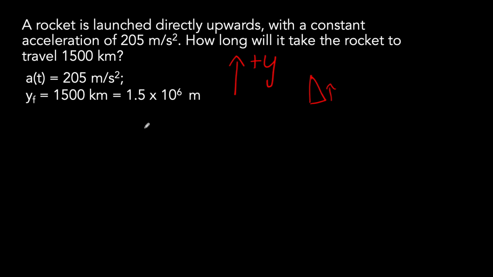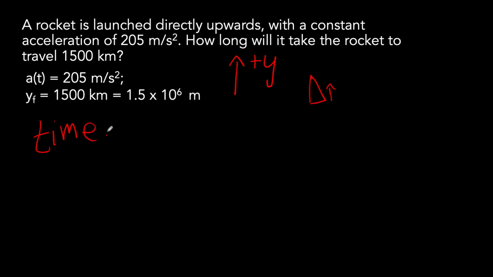Well, the question asks us, how long will it take? And that means my final answer will actually be a time. So I need to know an amount of time it takes to go a certain distance, y final. So what am I going to need to find that? Well, I'm going to need an equation for the position of my rocket as a function of time.